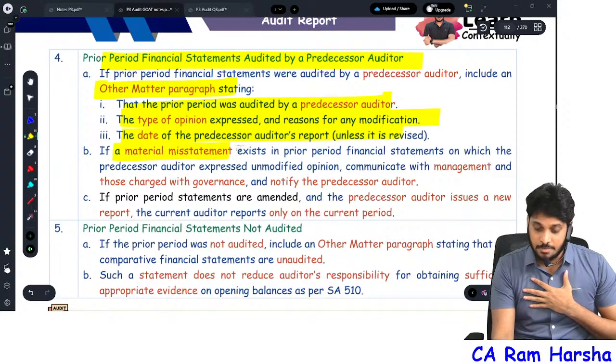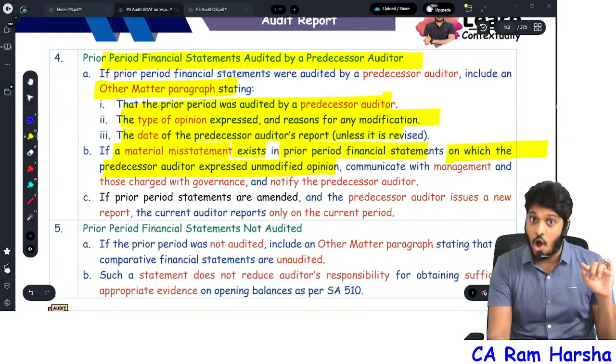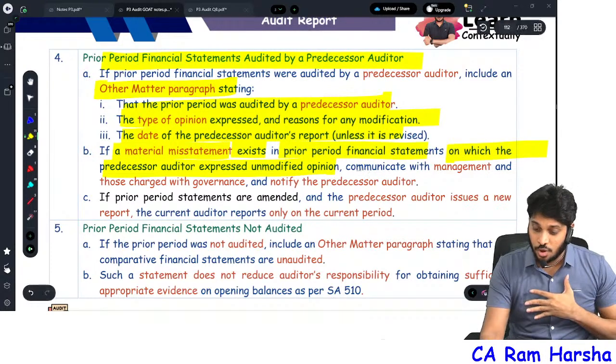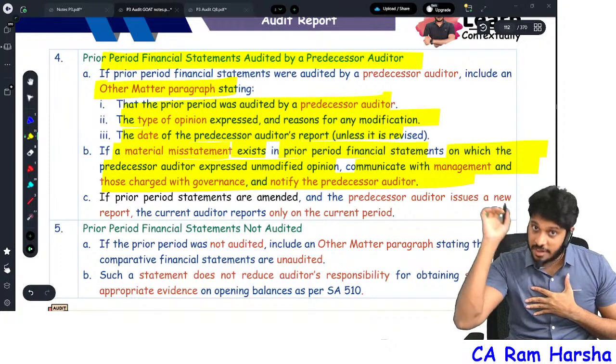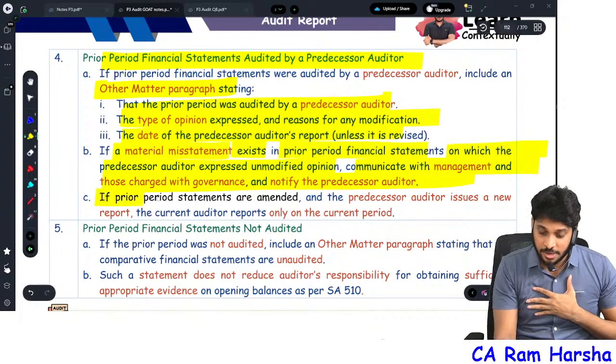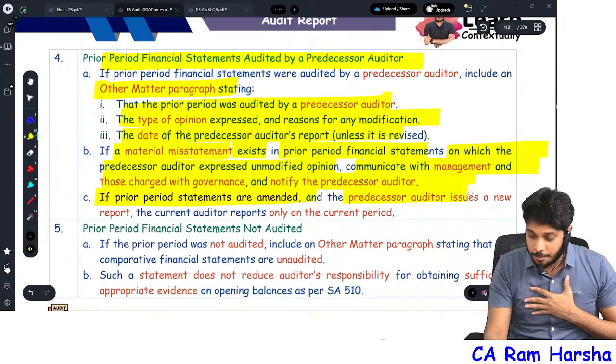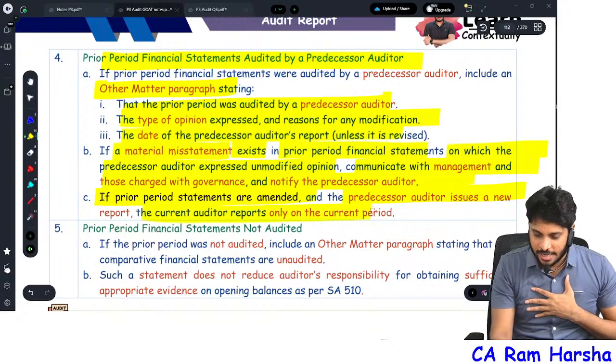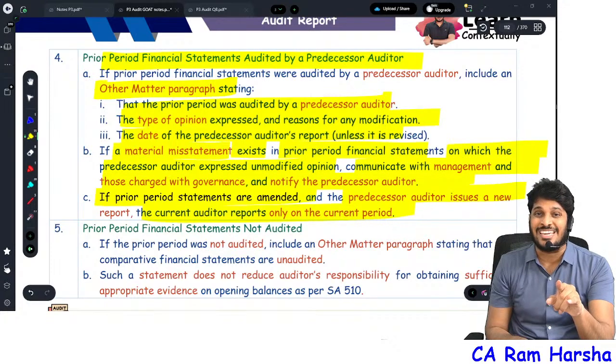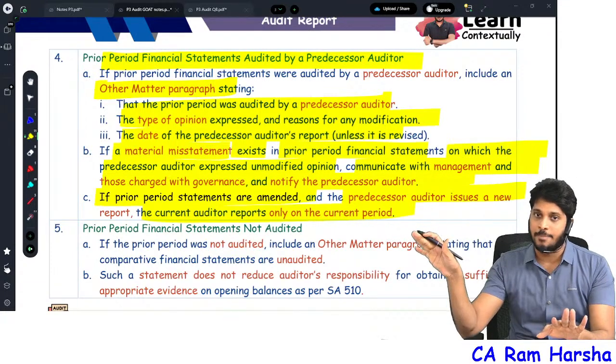Suppose a material misstatement exists in prior period financials on which the previous auditor gave an unmodified opinion. Same point is there. Communicate with management and notify the previous auditor if possible. If prior period statements are amended, the predecessor auditor issues a new report. The current auditor reports only on the current period. That's it. You don't have to report on the comparative financial statements.